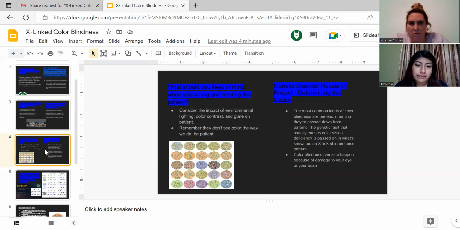What should you keep in mind when interacting and treating this patient? Consider the impact of environmental lighting, color contrast, and glare on the patient. Remember, they don't see color the way we do, so be patient.